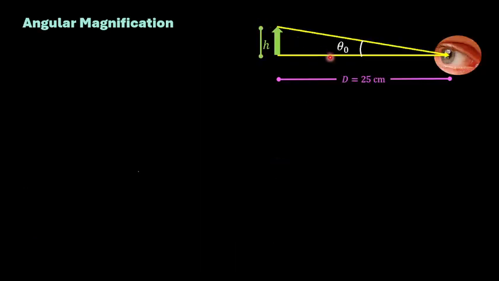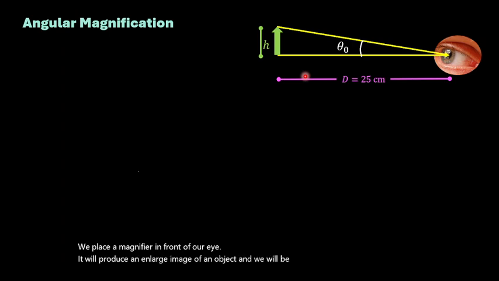Maximum apparent size occurs at a distance of 25 centimeter. Now we place a magnifier in front of our eye. It will produce an enlarged image of an object, and we will be able to view enlarged images of tiny objects.